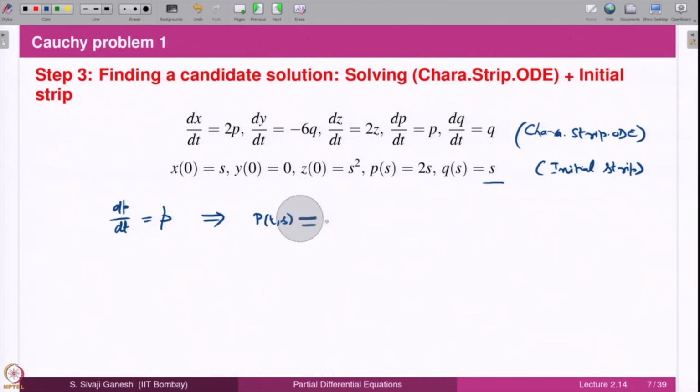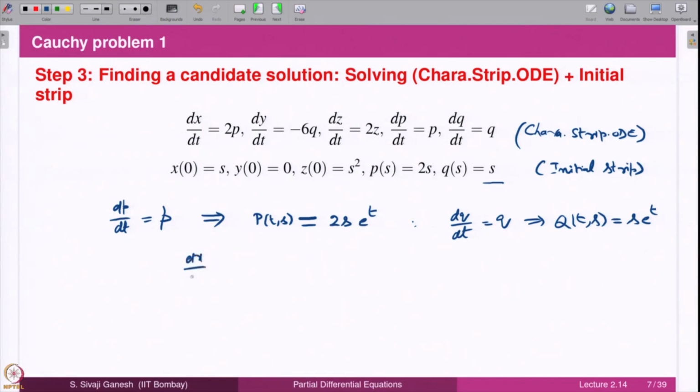So, this is equal to 2s e^t. Similarly, we have dq/dt equal to q, that will give us q(t,s) equal to s e^t. So, we know p and q. So, we can substitute these values here for x and y in the equations for x and y.